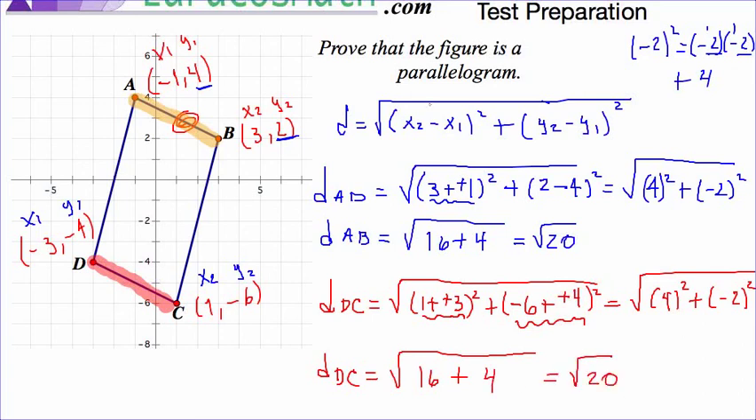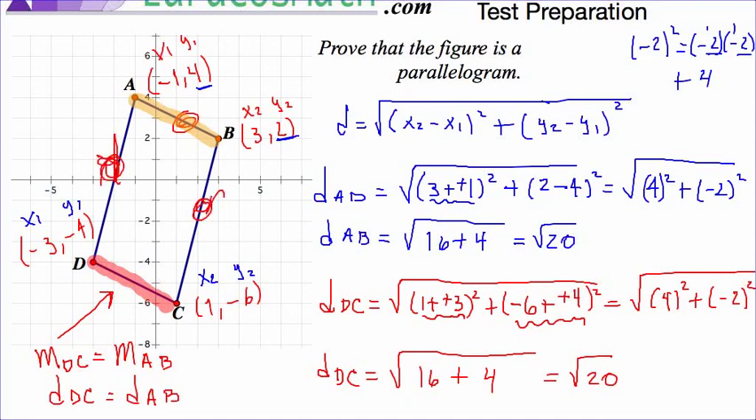So you need to show all this work that proves that this is a parallelogram. Why? Because slope DC is equal to slope AB, and distance DC is equal to distance AB. And you proved before that this slope and this slope, this distance and this distance are the same, so this is a real parallelogram.